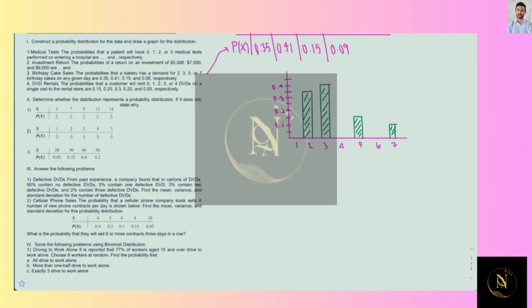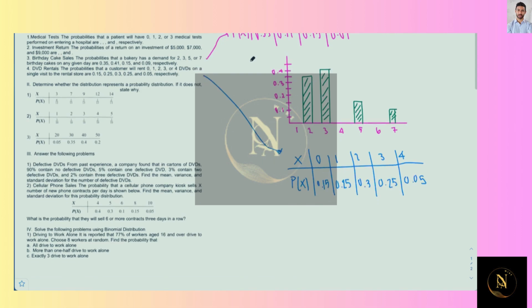Okay, I'll do problem 4 next. It will be very similar. Probability ran 0, 1, 2, 3, or 4 DVDs. So we got x and we got p of x. 0, 1, 2, 3, or 4. Probability is 0.15, 0.25, 0.3, 0.25, 0.05. Okay, and then we'll graph that one as well.